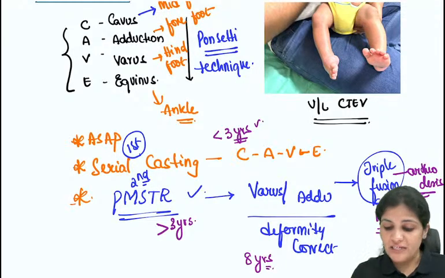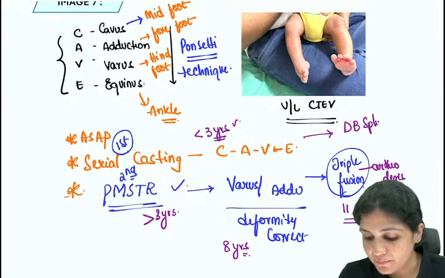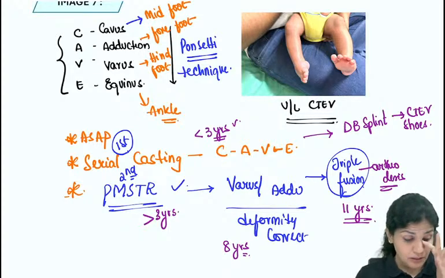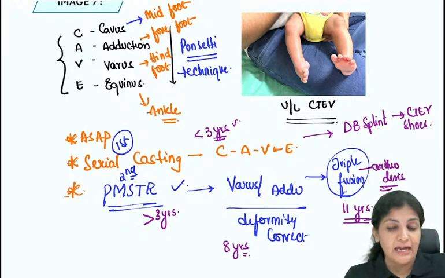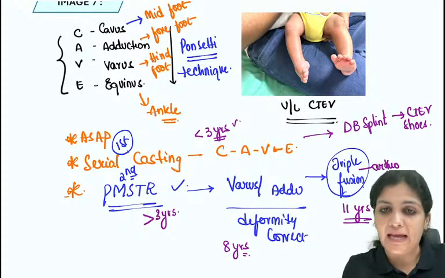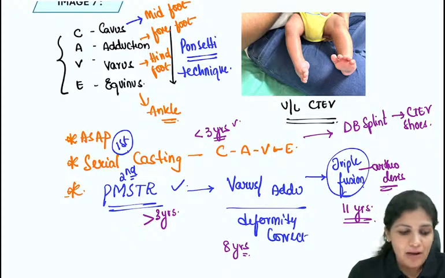Right? So now serial casing, when it is corrected by serial casing, then you go for your Dennis Brown splint, and then you go for your CTEV shoes. That is about your CTEV shoes. The triple arthrodesis is between the talocalcaneal, talonavicular, and calcaneonavicular joints. Right? So that is about the triple fusion.